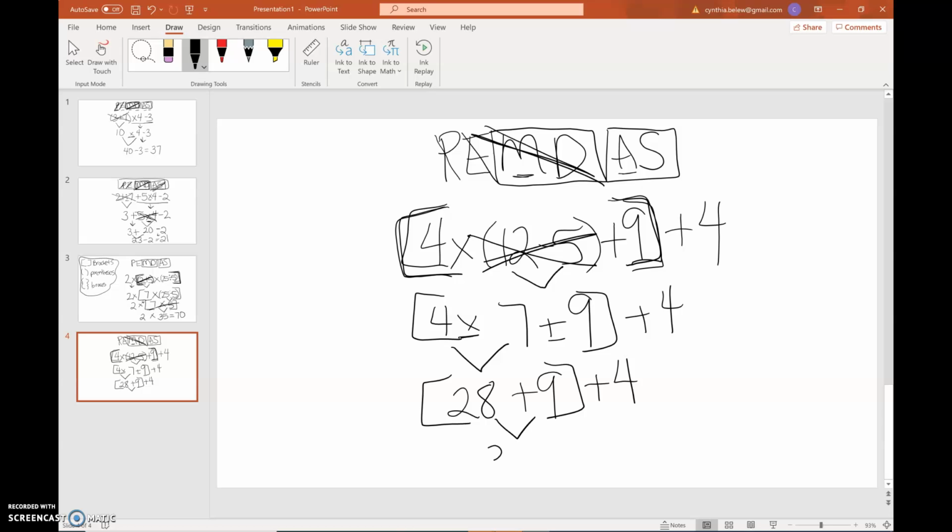28 plus 9 is 37. I don't have any more brackets now. Now I can add 4. 37 plus 4 equals 41.